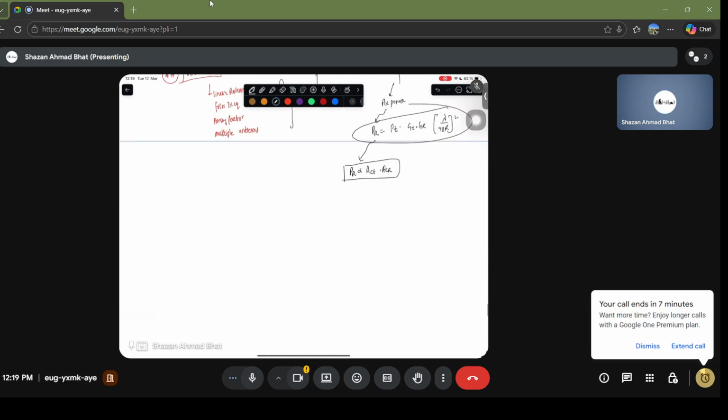And this G, which is the gain of the antenna, is proportional to 4 pi times the cross-section area of the antenna divided by lambda square. This is for the transmission antenna, and similarly for the receiving antenna.